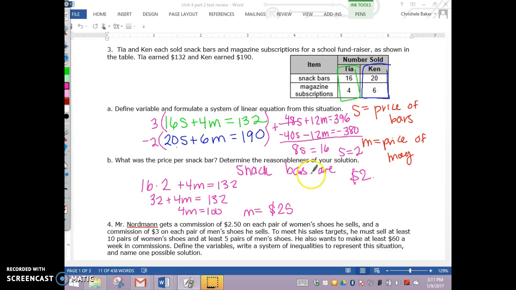So if it were the other way around, it really wouldn't make sense. If snack bars were $25 but a magazine subscription was $2, that really wouldn't make sense. So yeah, it's reasonable that a snack bar could be $2.